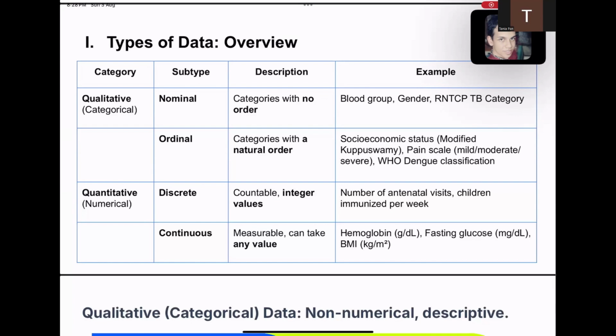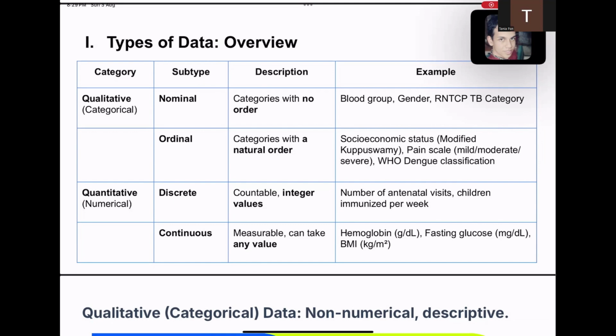Next comes the category of quantitative or numerical data. Quantitative data can be discrete or continuous. What is discrete? Which does not have any value after the decimal, right? So they can be counted in integers only. They are whole numbers. So the number of children immunized per week or the number of hospital admissions in a week cannot be defined as 3,070.75, right? They are individual discrete numbers. If it is the number of children, it cannot be 3.5. It has to be 3, right?